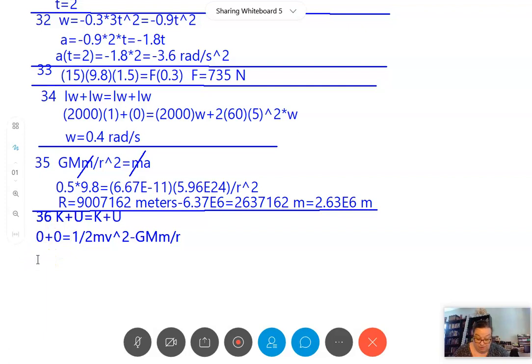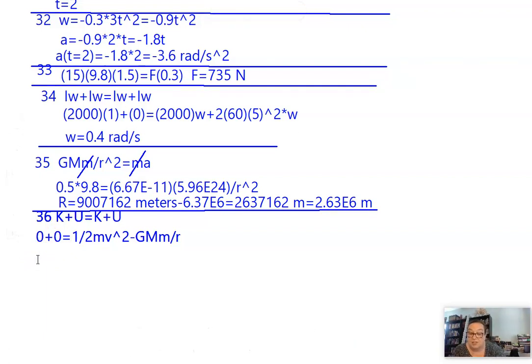What are we solving for? The speed, v. So if I solve this for v, I get v equals the square root of g times the mass of Jupiter times 2 all over r. The other mass, the mass of the comet, cancels out.